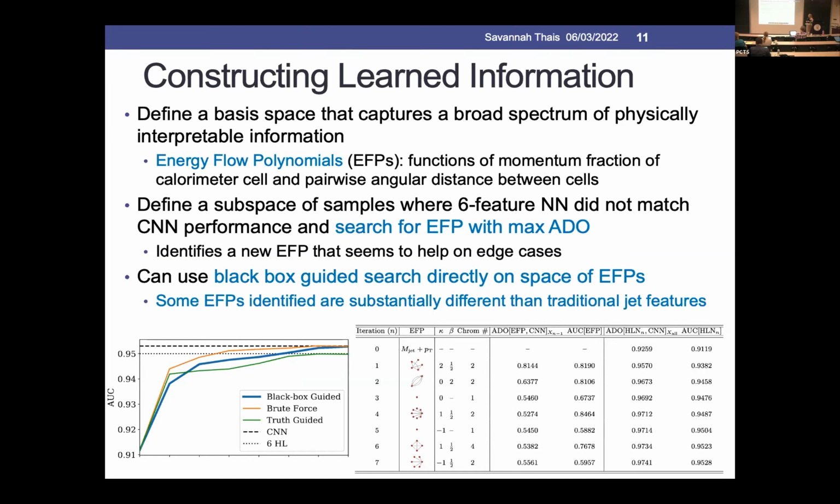So this is really nice. It helps us identify some of that information that the CNN is learning that we have not thought to put into jet taggers before, particularly some of the EFPs that seem to describe the network decision are very different from what we typically use in a jet classifier. So this is a very nice technique.